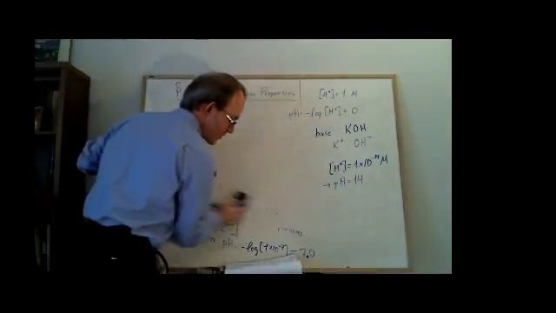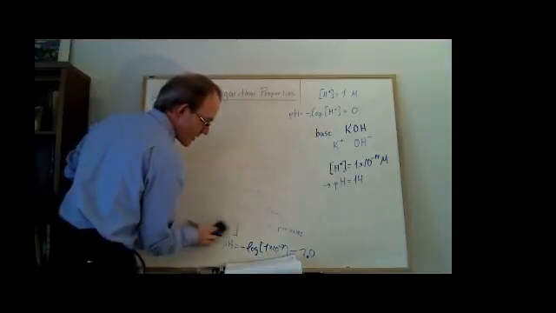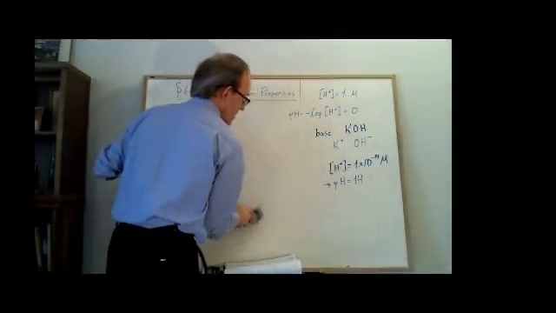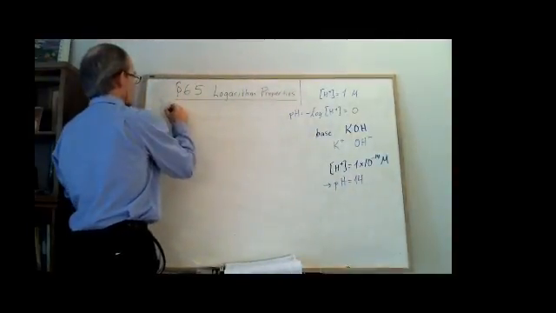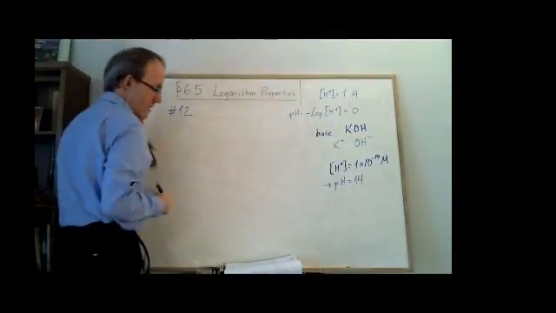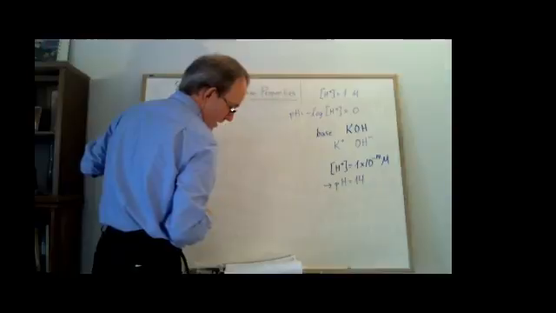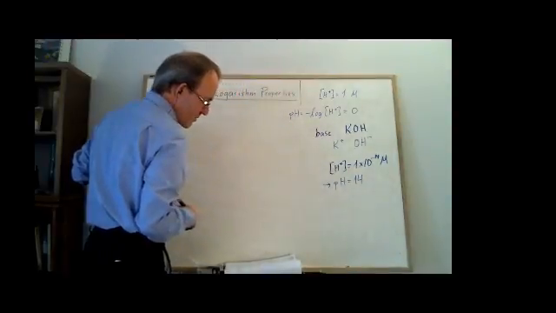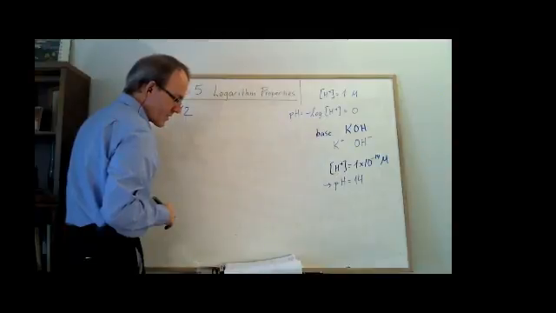So the example in number 12 tells you how, okay, number 11 is, no, number 12. How does pH change when the concentration of positive hydrogen ions is decreased by a factor of 1/2?